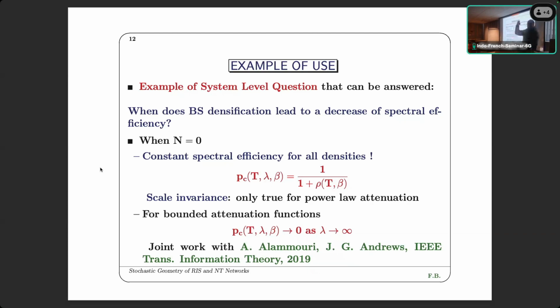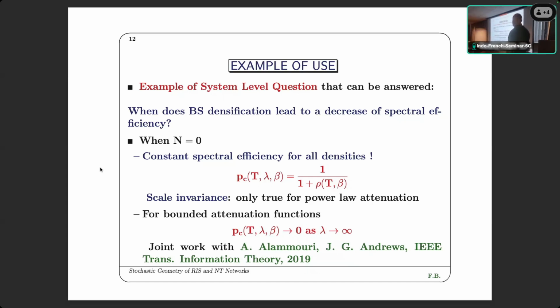But we proved with Jeff and Ahmad, a PhD student in Austin, that it's wrong. This is a far field thing. If you take any decent bounded above attenuation function and you densify, let lambda go to infinity, then this probability of coverage tends to 0. And we know roughly at what speed. So densification becomes, it's diminishing returns as you densify too much, right?